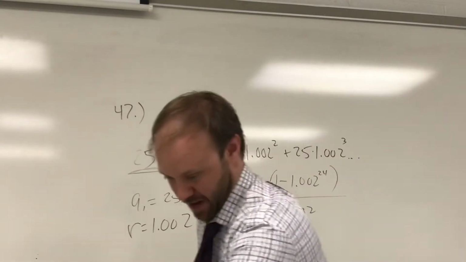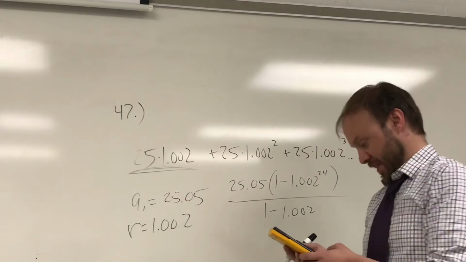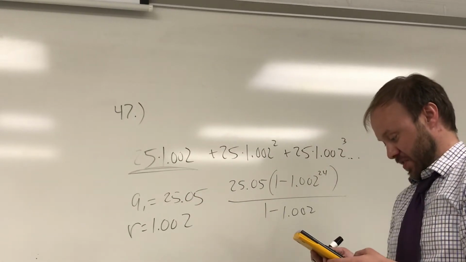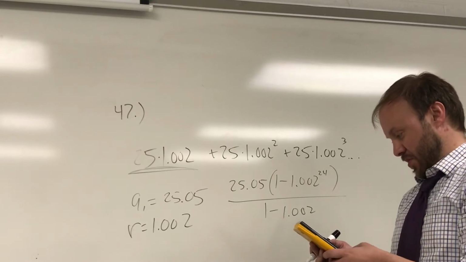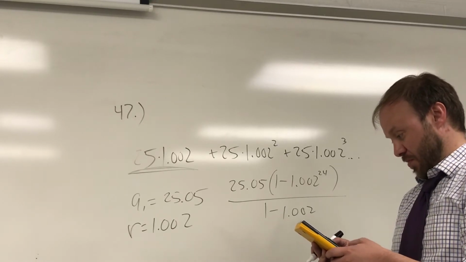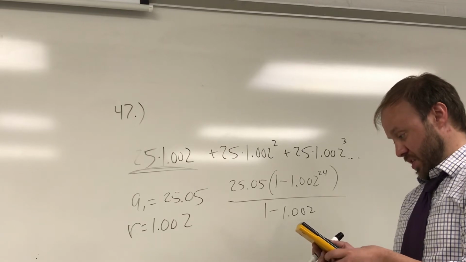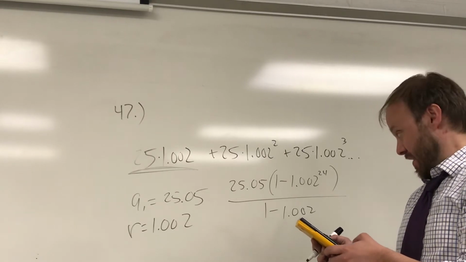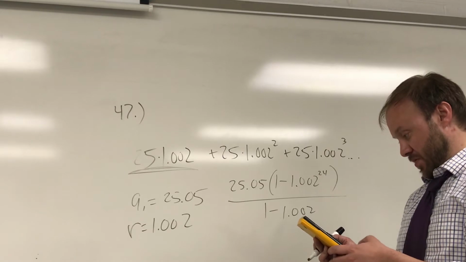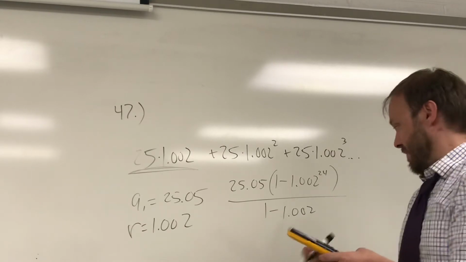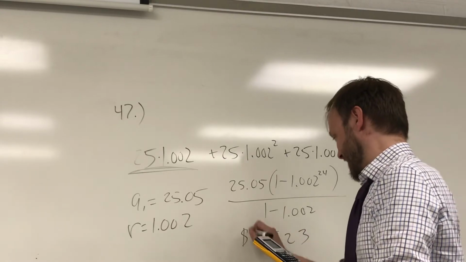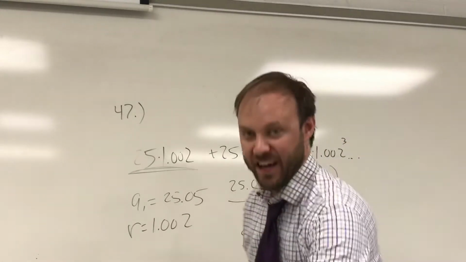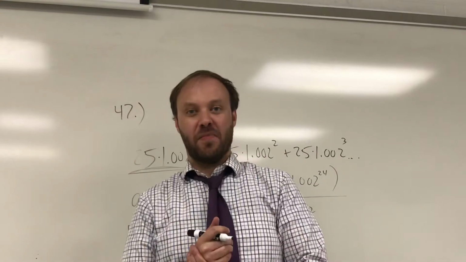And anyway, if you work that out, oh, I had it on my calculator, I don't now. Let's see, 25.05 times 1 minus 1.002 to the 24th power, close parentheses, divided by negative 0.002. Okay, and we get $615.23. So the answer here is, nuh-uh, this person's not going to have enough money to buy a computer.